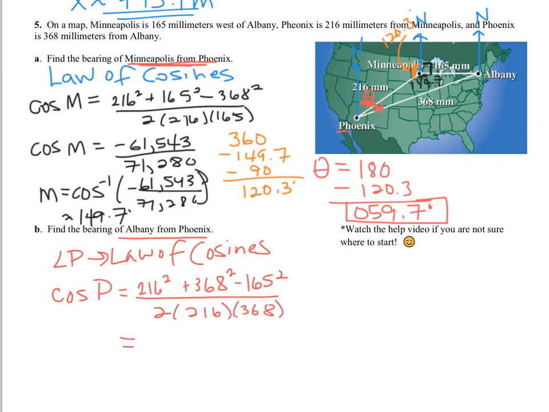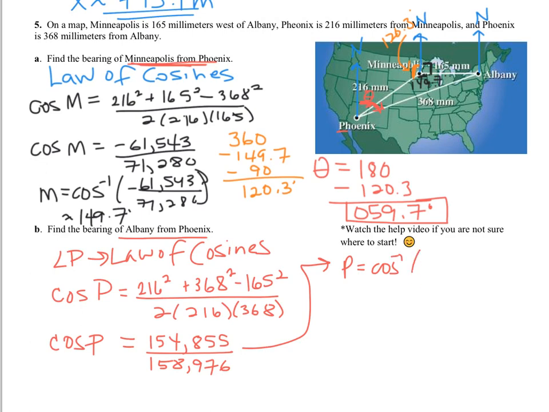Again, we get big numbers on this one. This is what I was actually talking about in Part A. I was one step ahead of myself. 216 squared plus 368 squared minus 165 squared is a whopping 154,855. Wow. Divided by 158,976. That's what cosine P equals. To get P by itself, we'll take the inverse of that big fraction, 154,855 divided by 158,976.